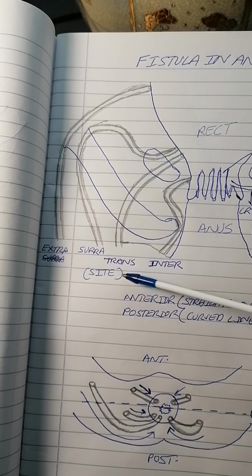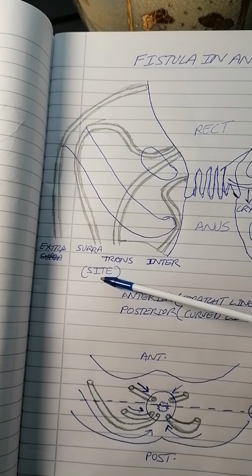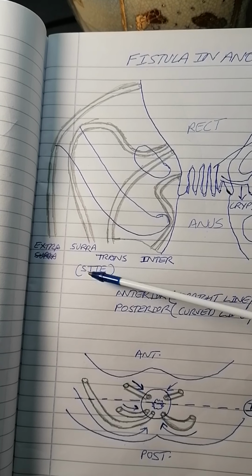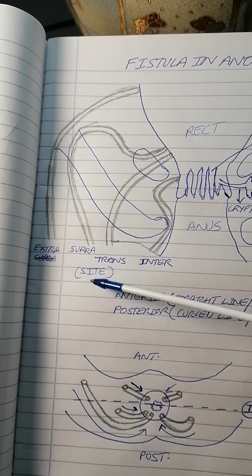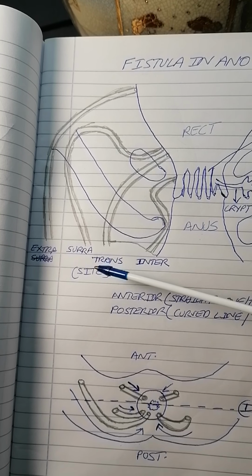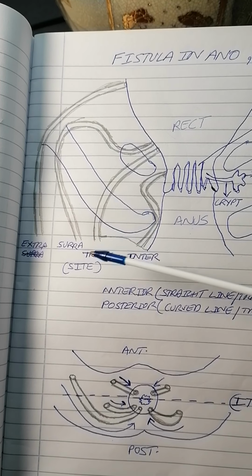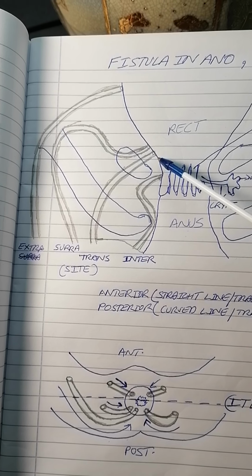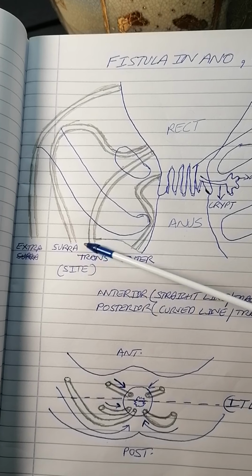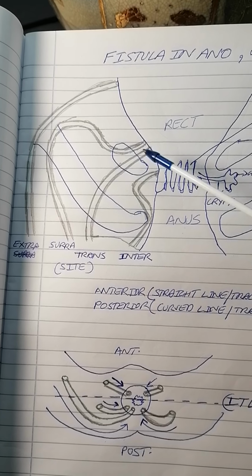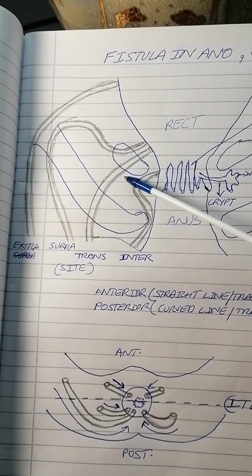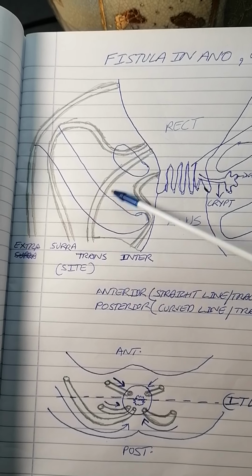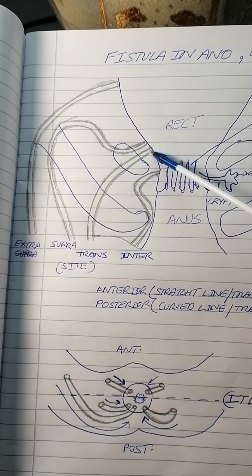All right, then in SITE it was T. So T is for trans. Trans means passing through. So here you can see T, the T word in the mnemonic SITE. Since T is transsphincteric, it should pass through both of these sphincters. So see, here it is passing through both of the sphincters, even the internal sphincter and even the external sphincter. That's why it's known as transsphincteric fistula.